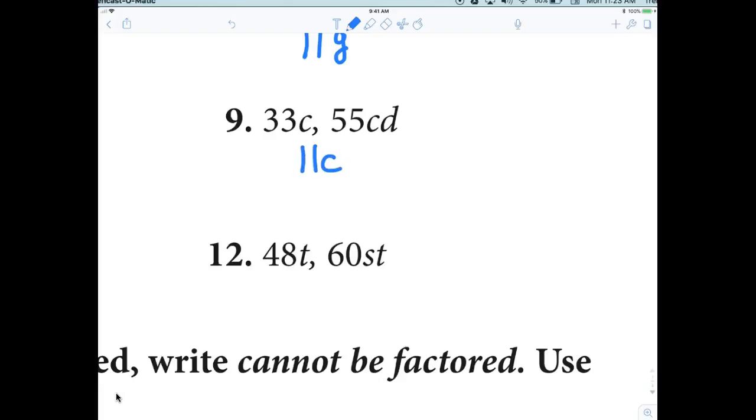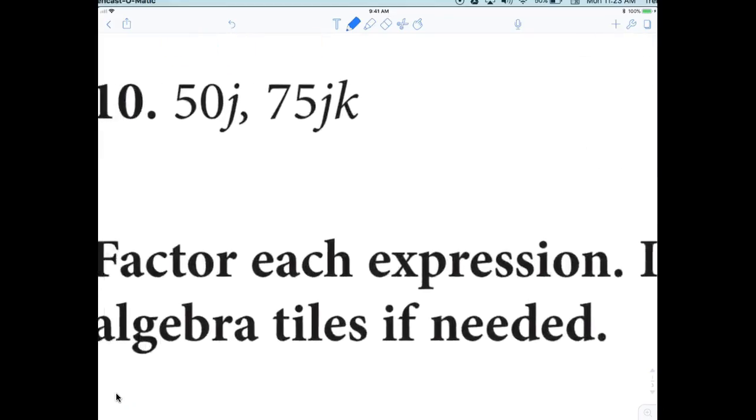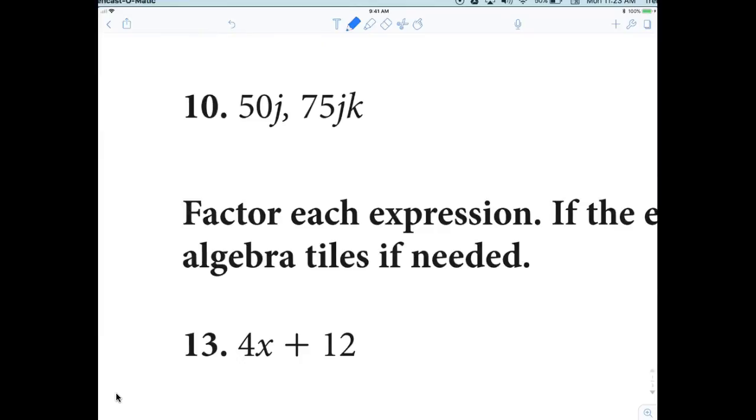Everybody good? Yes. I told you, very easy. All right, now let's look at 10. All right, what is common? Miss Caroline. Ooh, very good, girl. 25 what? 25J. I'm really proud of you on that one.